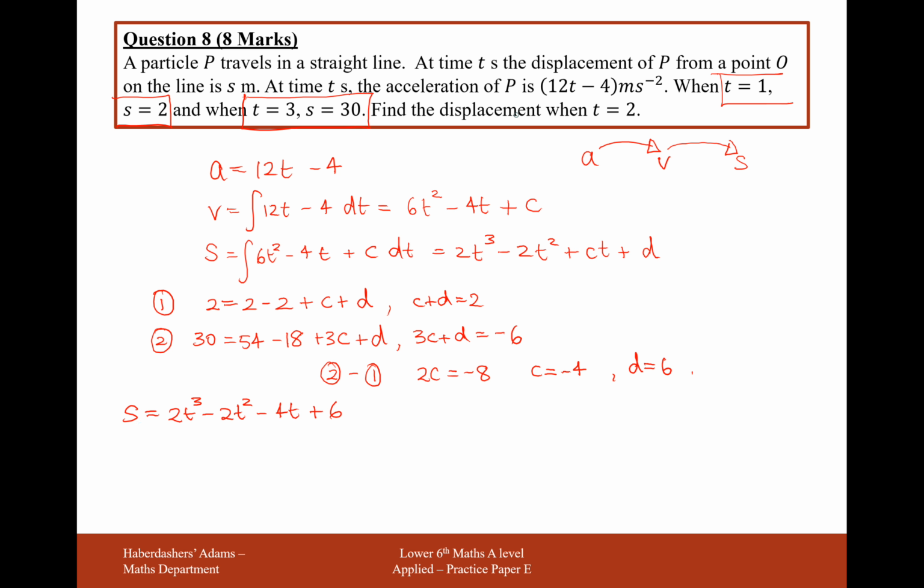Okay, and the final part of this question is find the displacement when t is 2. So s equals 16 minus 8 minus another 8 plus 6. Those two will cancel there, so s equals 6 meters. Okay, great. So that's 8 marks for that question.